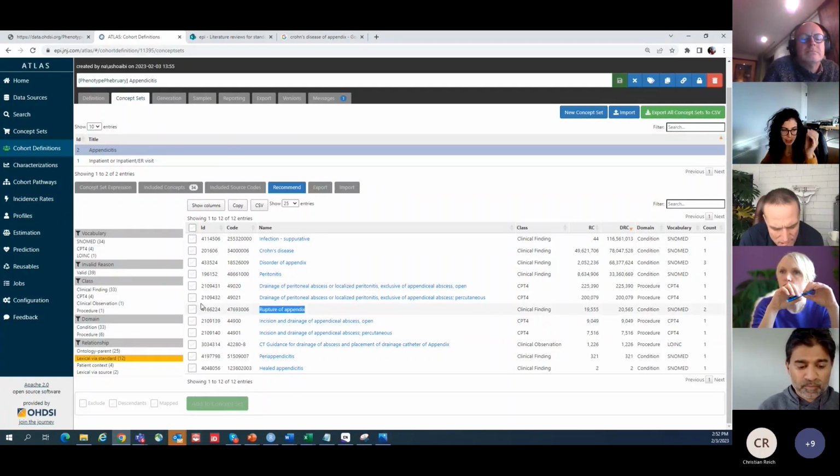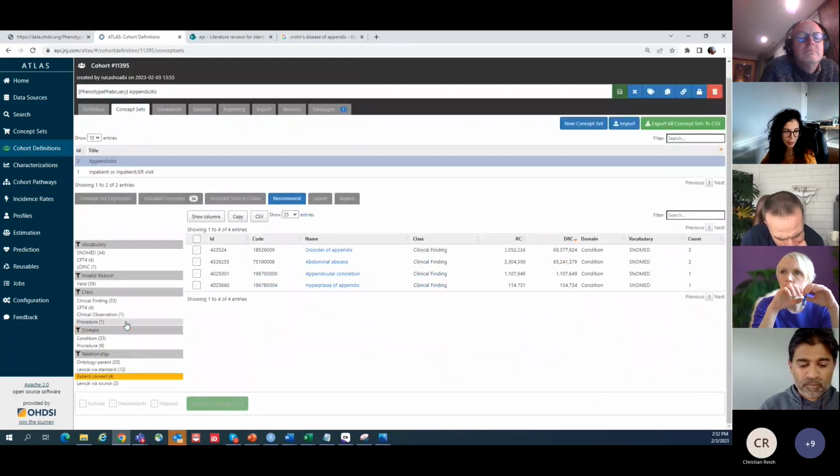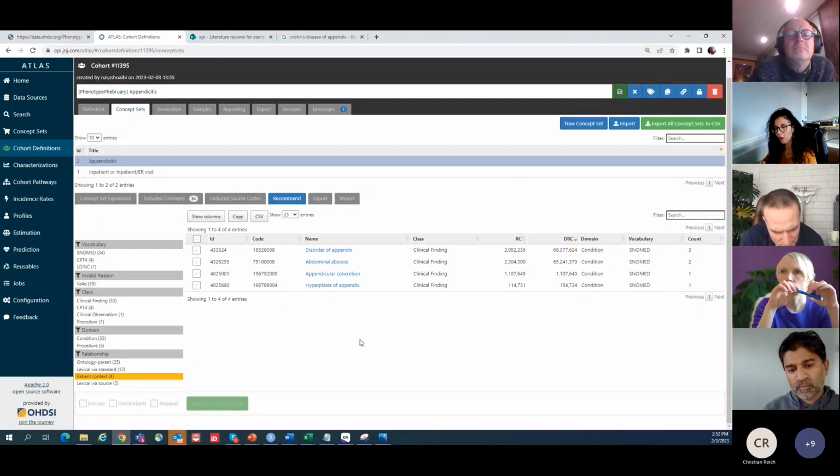So I took that note. There is something else. There are 4 codes here recommended by Phoebe because of patient context. So those are codes related. They are recommended based on a co-similarity score.